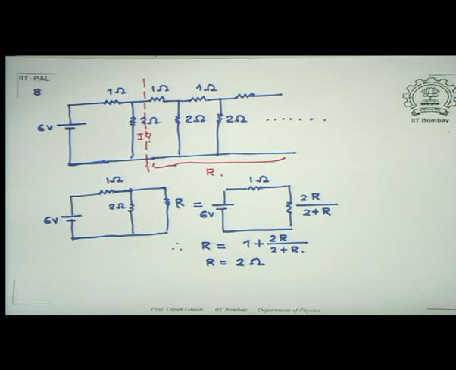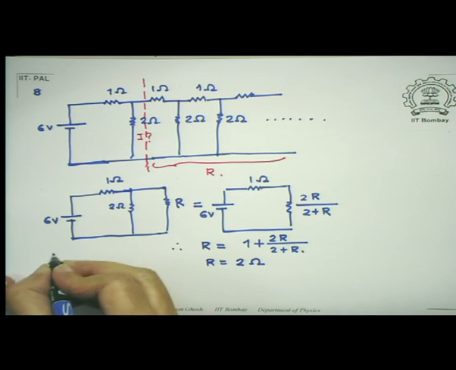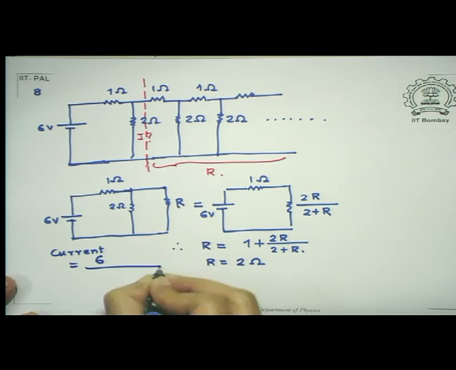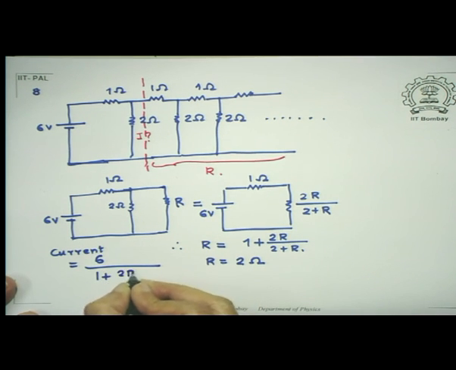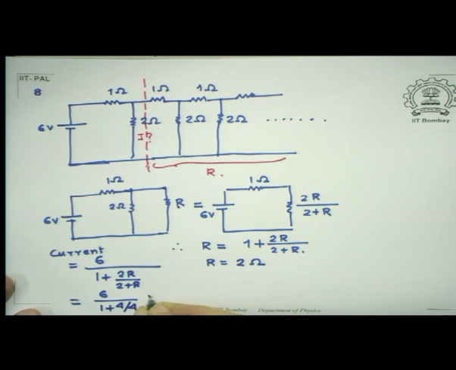So what is the current through the circuit? The current is 6 divided by, this is just a series resistance, so 1 plus 2R divided by 2 plus R. 2R is 4, 2 plus R is also 4. So this is equal to 6 divided by 1 plus 4 by 4. So that's equal to 3 amperes.